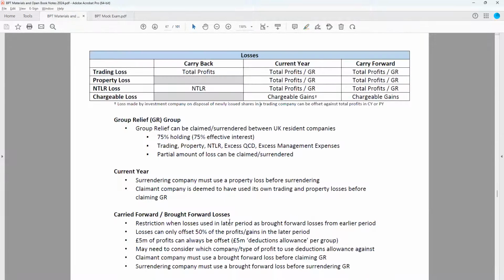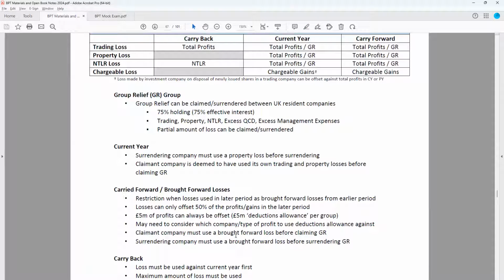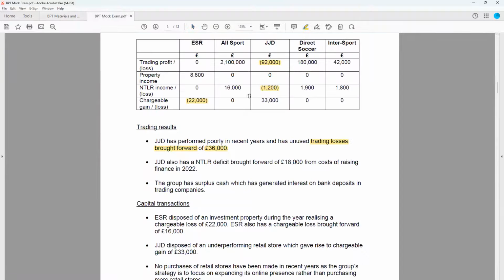Now, there is, of course, more of a restriction on using brought forward losses. So we'll have to come back and think about that, whether that would apply. But particularly the deductions allowance, which of course is 5 million, profits in these group companies is obviously below that.